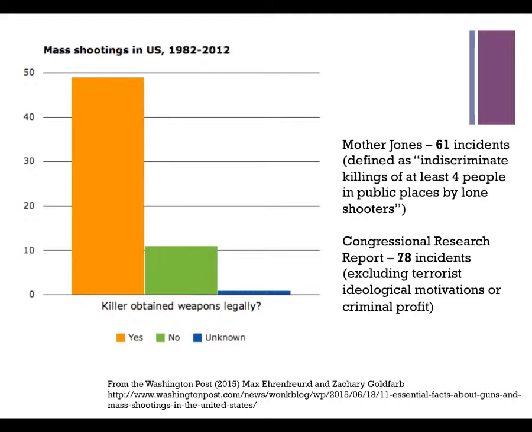And definitions of mass shootings do vary. The report excludes those for whom terrorist ideology or criminal profit was a motivation. So it wasn't terrorism, and it wasn't like a robbery or something. So does this mean anything for the Second Amendment?